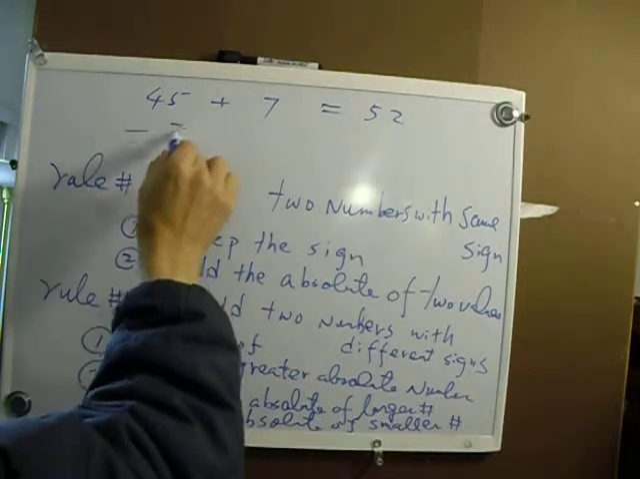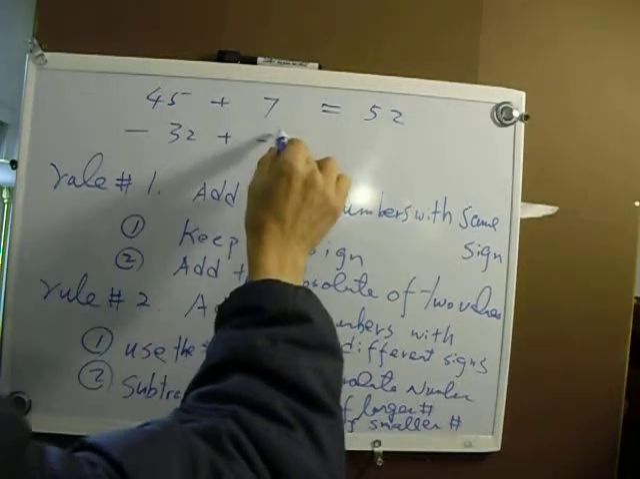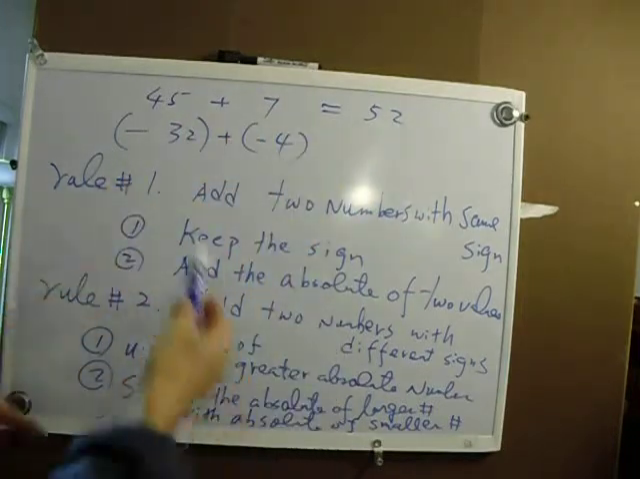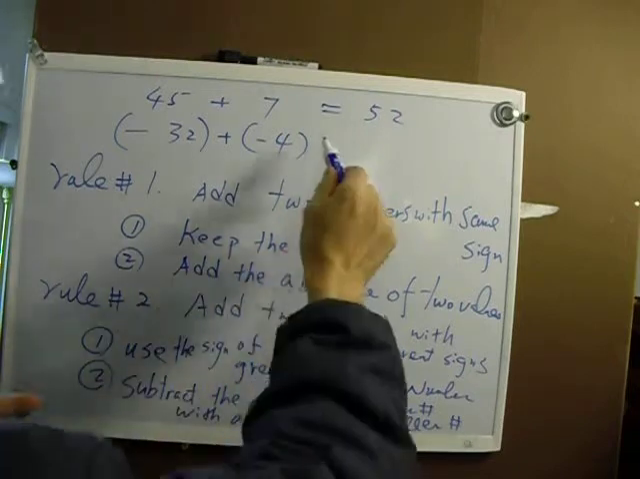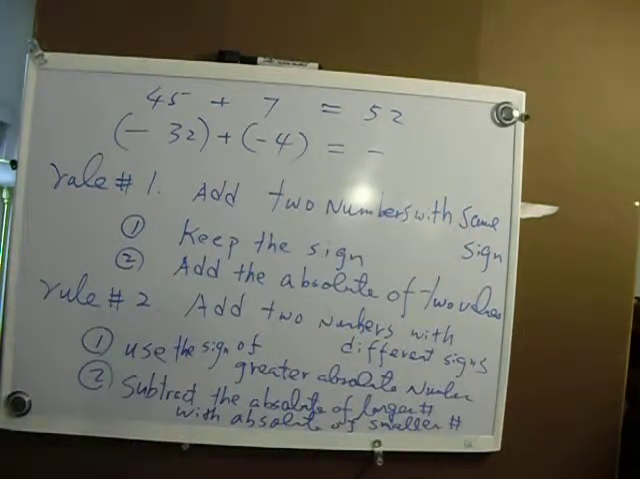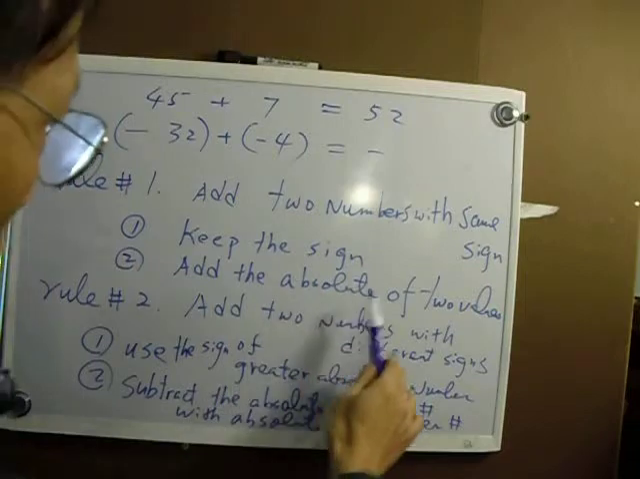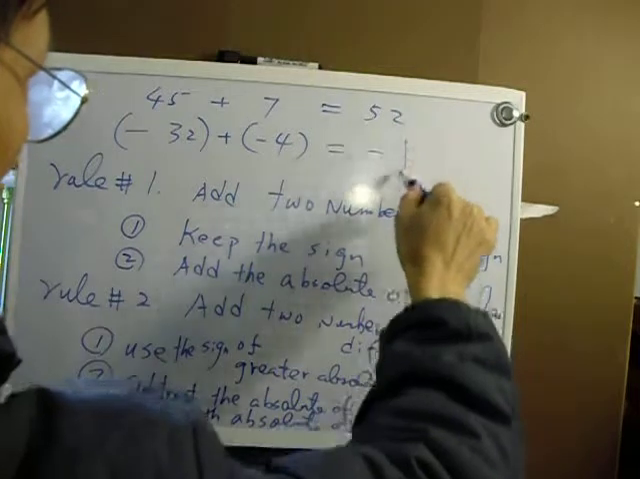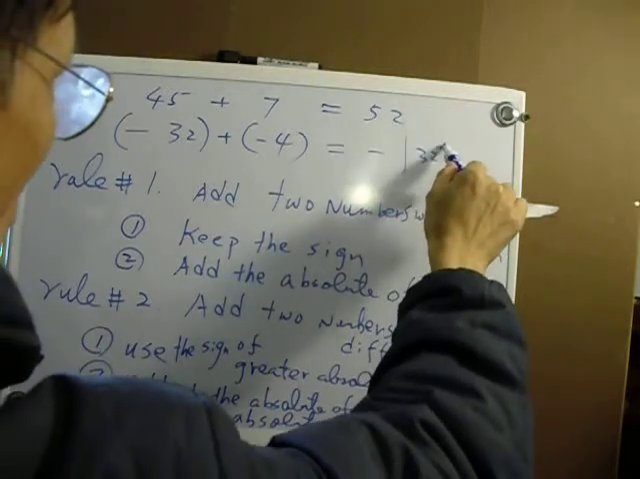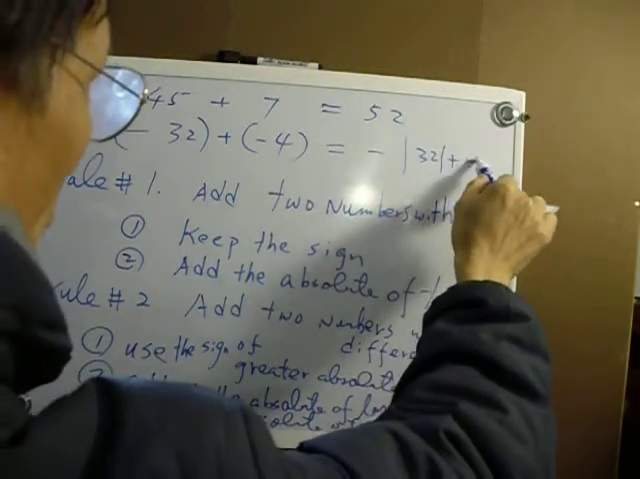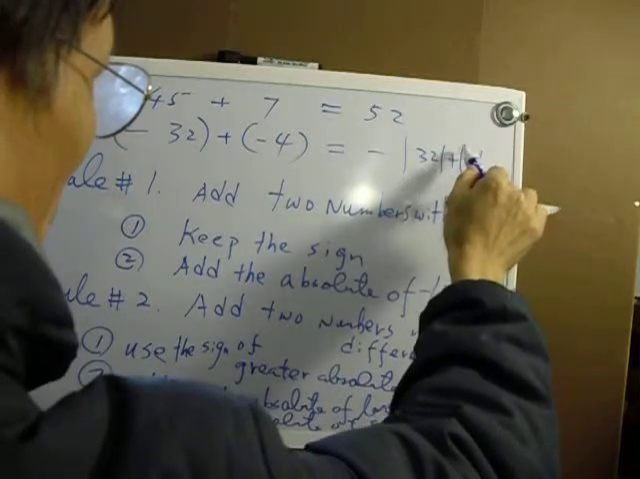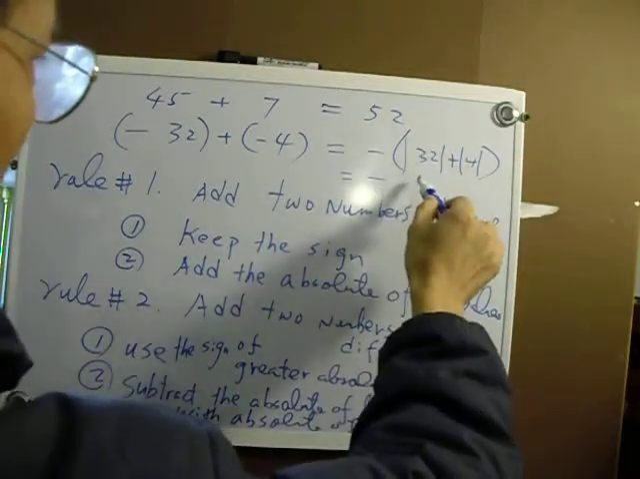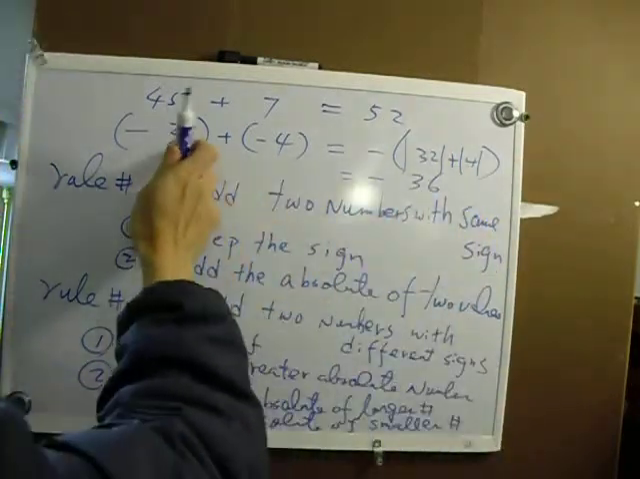If we have negative 32 plus negative 4, both numbers are negative, the same sign. Keep the sign, that means keep the negative sign. Put the negative first, and then add the absolute values of these two numbers. Absolute means the absolute value bars: the absolute value of 32 plus the absolute value of negative 4.